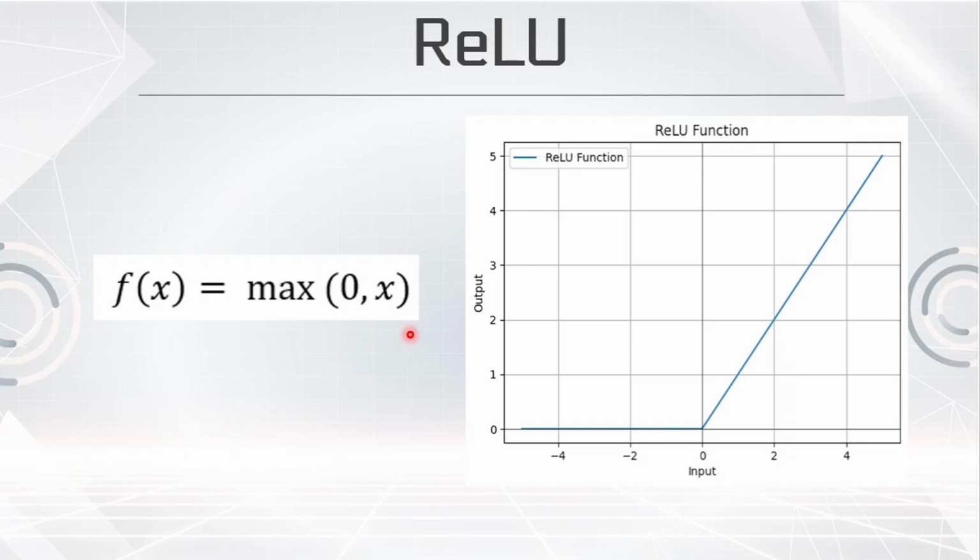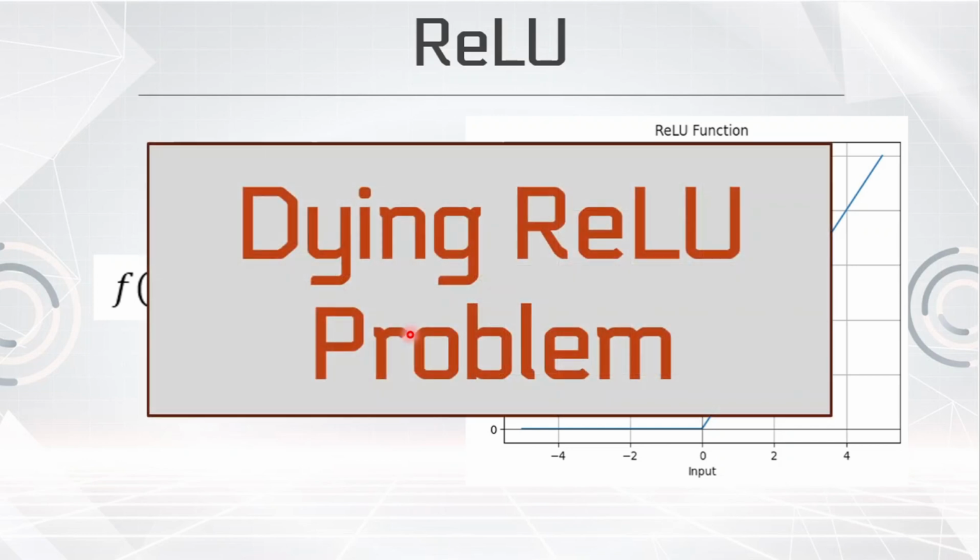When the x value is positive, the value itself will be returned. ReLU solves the vanishing gradient problem, but it has another problem called the dying ReLU problem. Now let's see what this means.